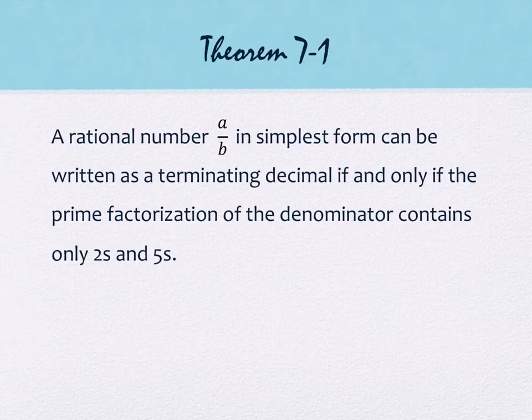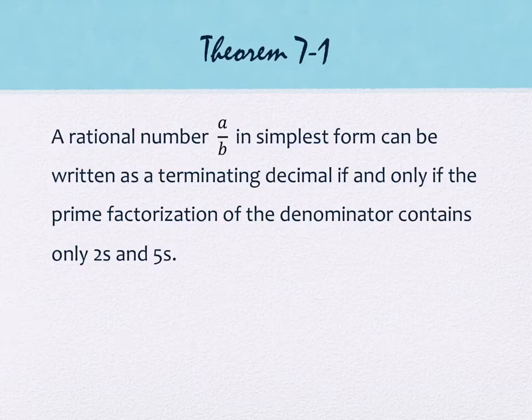This theorem, Theorem 7.1, actually talks about when a fraction is able to be turned into a nice, what's called a terminating decimal. So a rational number, a over b in simplest form, can be written as a terminating decimal if and only if the prime factorization of the denominator contains only 2's and 5's.